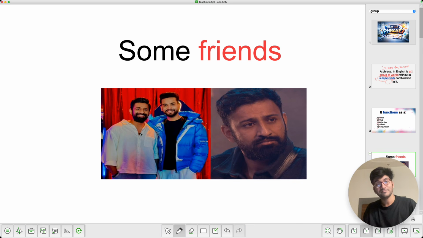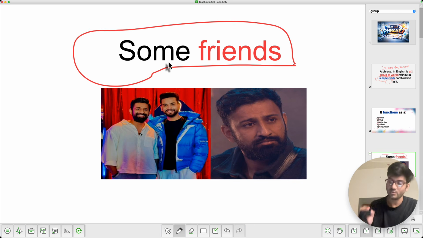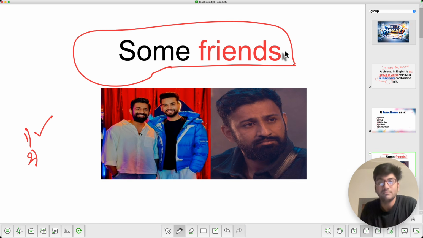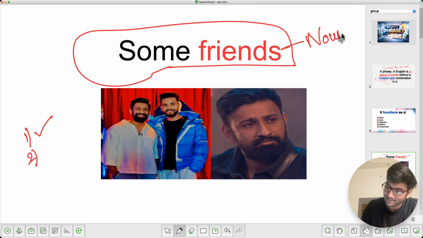Some friends. Is this a phrase? Yes, it is. Why? A group of words. Tick. It is a group of words, more than one word. It has two words. Number two, it does not have the subject verb combination. This can be a subject, but does it have its verb? No. So it's a phrase. Is it working as one of those things? Let's check. Some friends. Yes, this is a noun phrase.